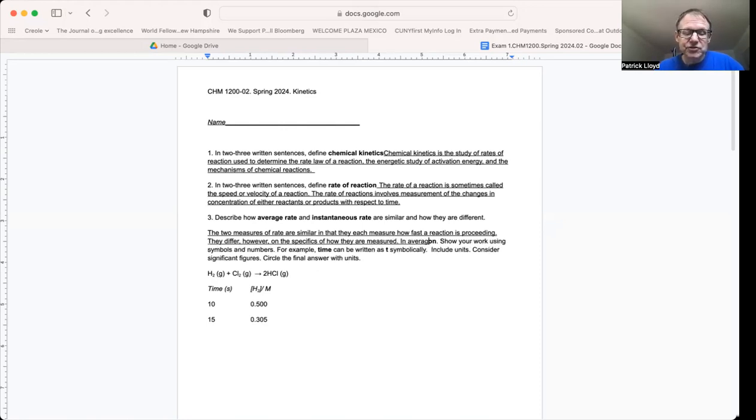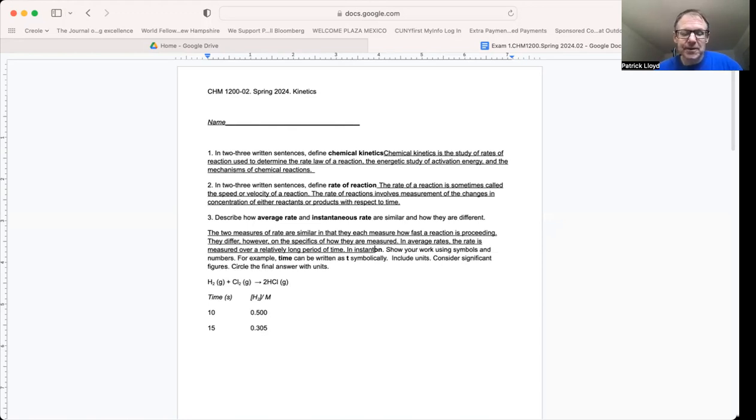In average rates, the rate is measured over a relatively long period of time. In instantaneous rates, the rate is measured at one time, right? It's measured at one time.